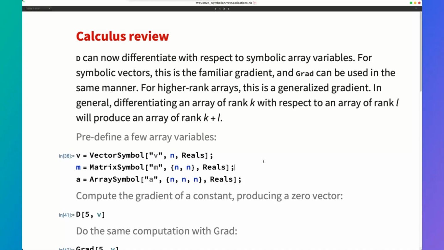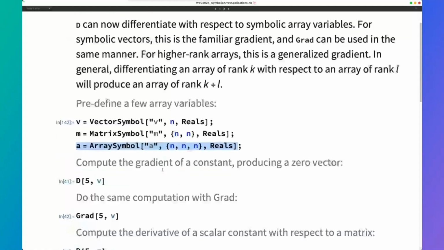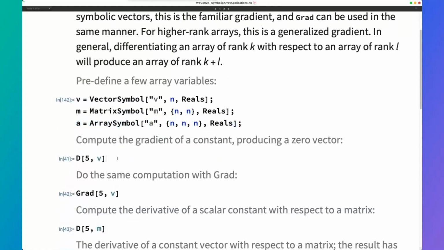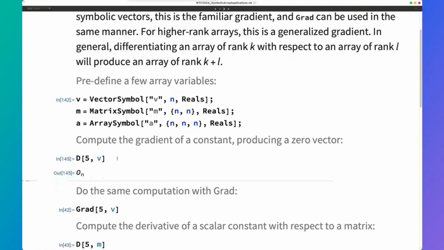So I'm going to define some variables. And since I now have vectors, matrices, and arrays, I'm going to rename my matrix M. And I'm going to use A to represent my array, which is n by n by n. So starting with the world's easiest example, let's take the gradient of a scalar with respect to a vector. Well, we get a 0 vector in dimension n.